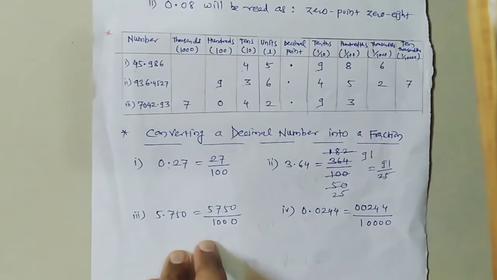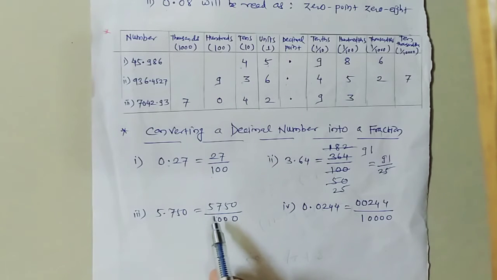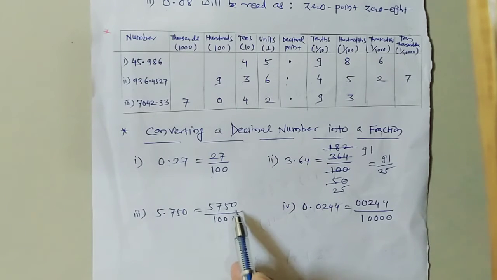Now see, next 5.750, after the decimal point 3 digits are there. So in the denominator you have to write 3 zeros to the right of the 1. So this decimal number into a fraction we can write as 5750 divided by 1000.